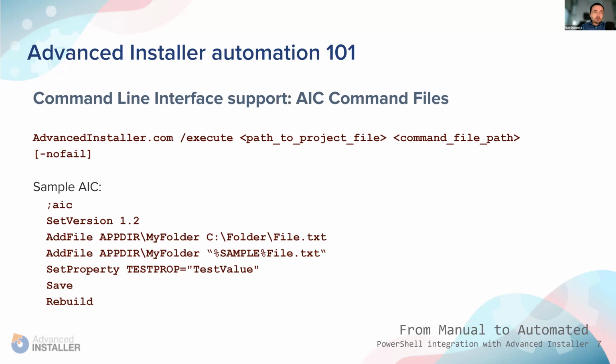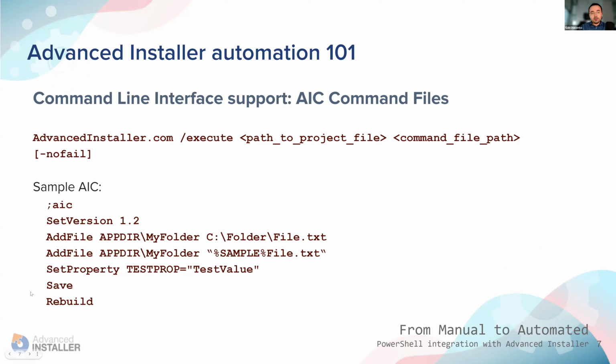And command files are our method of doing that for the CLI. So the command file is simply a text file with the extension AIC, in which you write the commands you want to be executed. The first line of the file should have the prefix semicolon AIC, and then the commands that need to be executed.